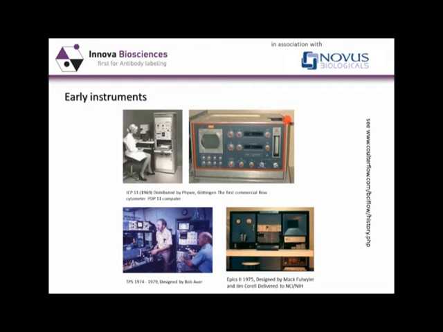Those of you that have already started flow cytometry probably won't recognize any of these instruments. These are the first instruments, which were developed in the late 1960s and the 1970s. What you'll first notice, apart from the size of these instruments, is the fact that they typically required a specialist operator and a dedicated facility. They could also only look at two or three parameters, three colors at the maximum.